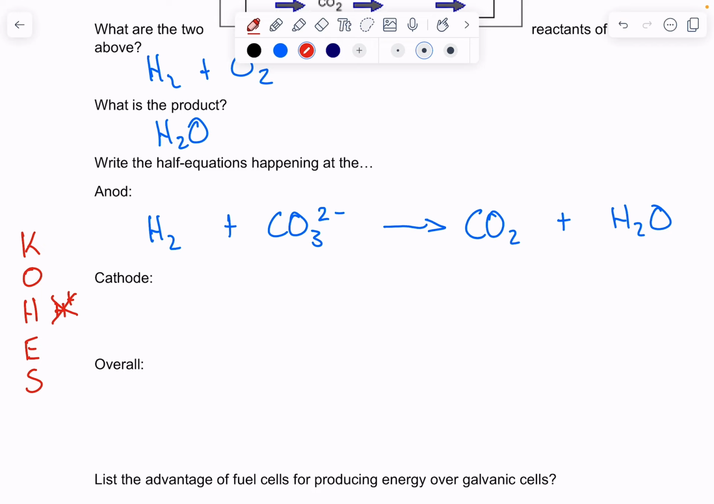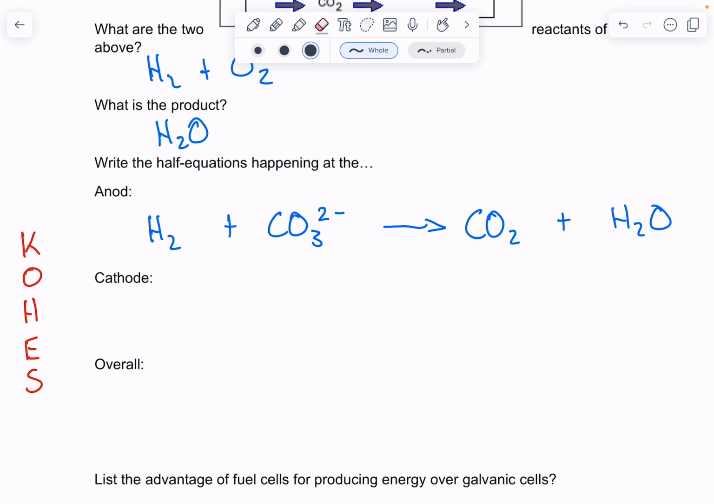I'm going to check to see if my key element, which is carbon, is balanced. So I can see here, I've got 1 carbon and 1 carbon. So it is balanced. Let's now move on to the oxygens. So oxygen, I have 3, and I have 2 and 1, that's 3. Awesome. Let's go to the hydrogens. So hydrogen, I can see there is 2 here and 2 here. So everything's balanced so far in terms of our atoms. The atom economy is satisfied.